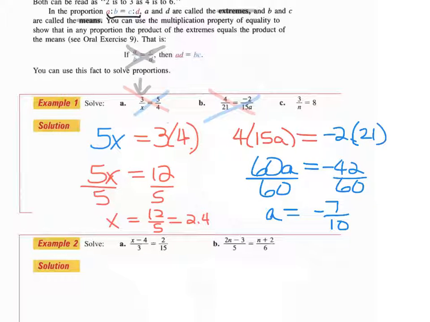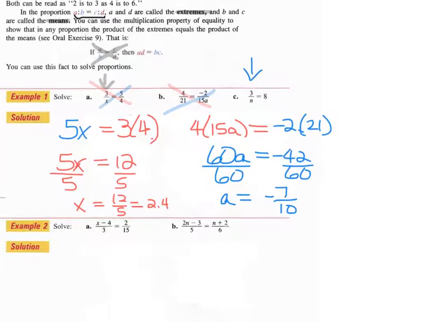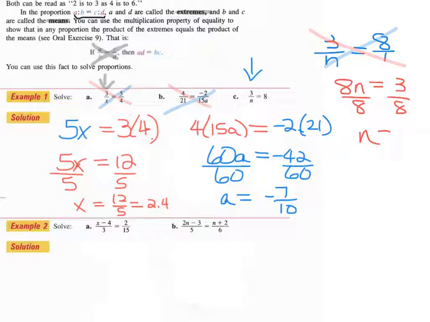If your proportion is set up like this and you're equaling a whole number, remember I can turn a whole number into a fraction by adding a 1 to the denominator. So here I'll do the cross products again. 8 times n, 3 times 1, 8n equals 3. Divide by 8, and n equals 3/8. And again, if you want to divide it, you can. But again, I would just leave it a fraction. This actually turns into 0.375.